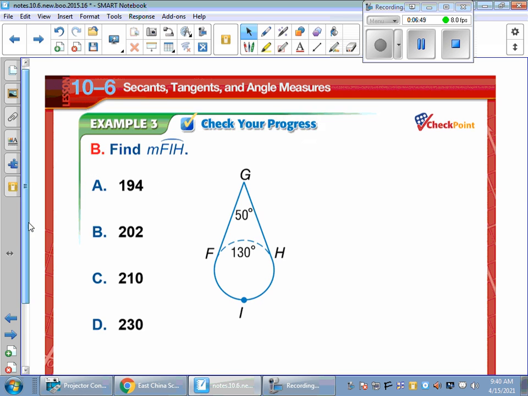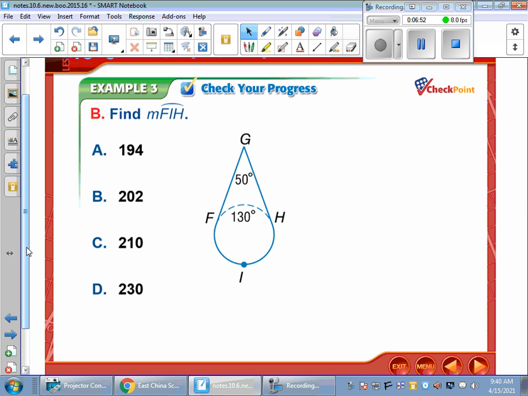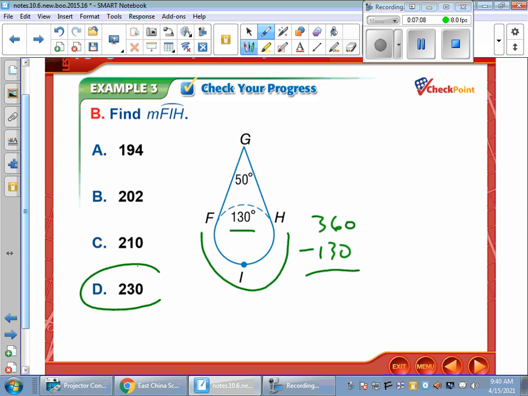Now this one's a little bit different because you actually don't even have to use the equation. All they're asking for is this arc. Well, if you know this arc, you just go 360 minus 130, and you actually don't even need the angle to get your answer, which is D, 230.